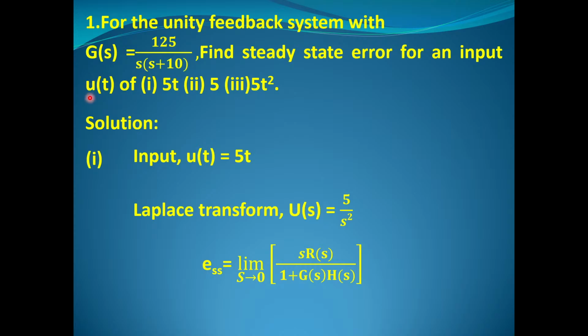Okay. So here our input is u(t). Usually in control systems, input will be r(t), but here in the question itself they have mentioned u(t). If they have mentioned u(t), then u(t) is our input. That's it. So what is our first input? 5t. So consider input u(t) is 5t. Determine the Laplace form of this 5t. So 5 is constant. Laplace of t is 1 by s square. So 5 into 1 by s square, you will get 5 by s square.